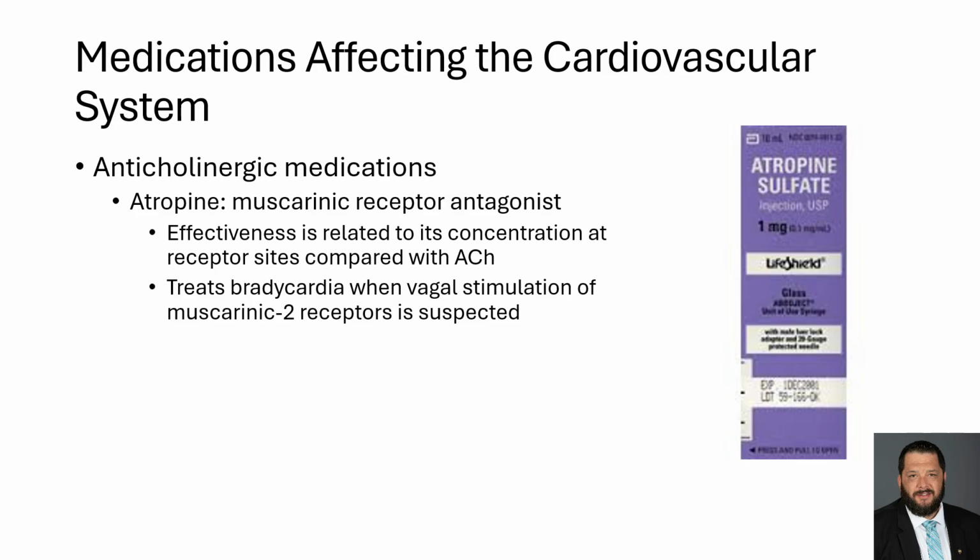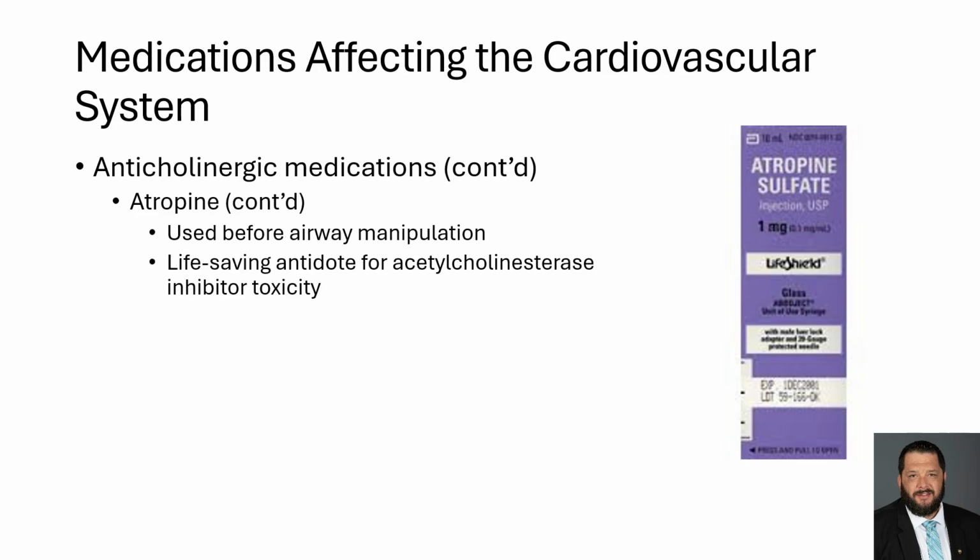Atropine is a muscarinic receptor antagonist. Its effectiveness is related to the concentration at the receptor sites as compared with acetylcholine, or ACH. We use it in treatment of bradycardia when vagal stimulation is suspected, particularly of the muscarinic 2 receptors, as this helps reverse those effects of that vagal stimulation.